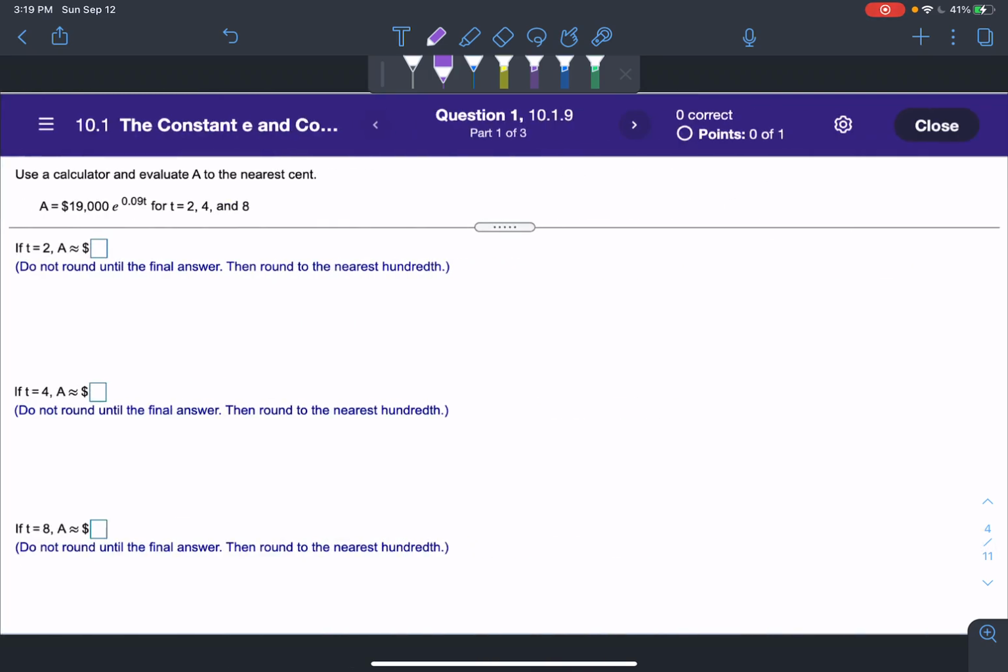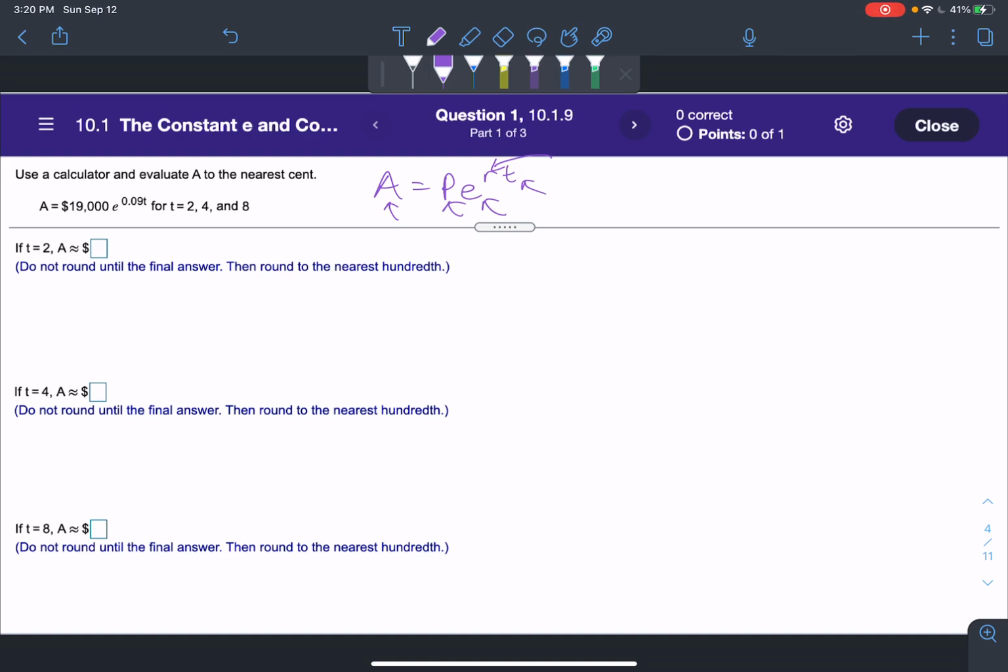Okay, so here is a continuous compound equation where it takes on the form A equals P e to the rt, where A is the amount at time t, and P is your principal, e is our constant e that we're learning about in the section, r is the rate of interest, and t is the time that you're wondering about.